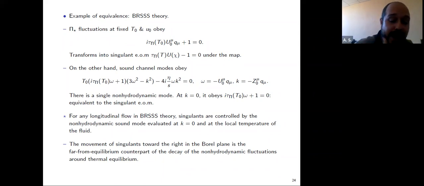So this would imply that the behavior found in Bjorken flow in BRSSS theory, regarding the relationship between the large order behavior of the gradient expansion and the non-hydrodynamic modes of the underlying microscopic theory, is not restricted to Bjorken flow, but rather applies to any longitudinal flow.